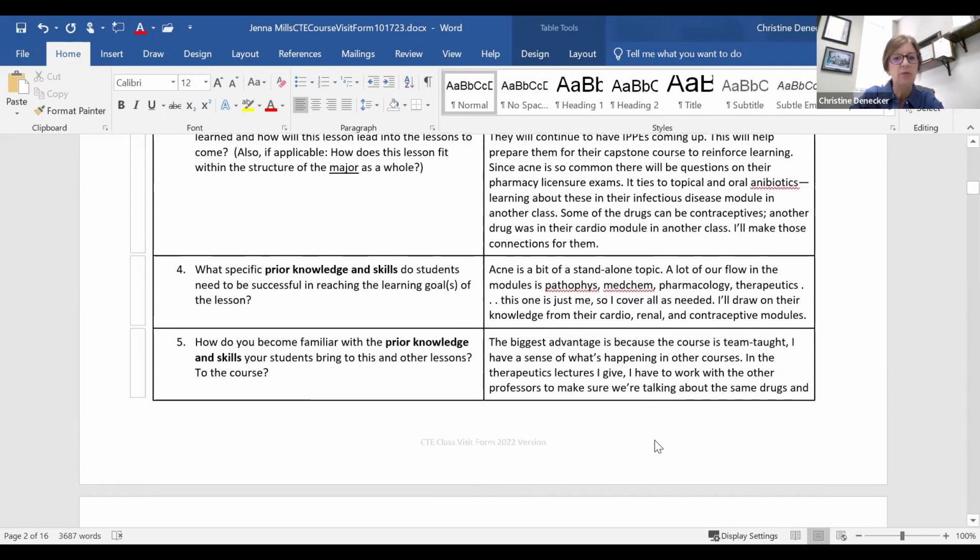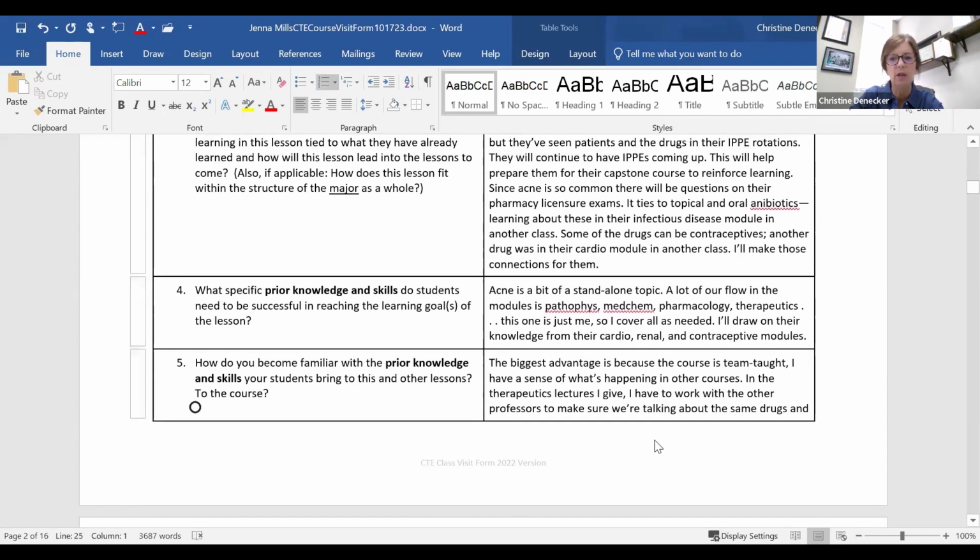Okay, jump into number 5. How do you become familiar with prior knowledge and skills that your students bring to this and other lessons? Prior knowledge and skills. Is that still 1B? Oh, wait, I'm jumping.